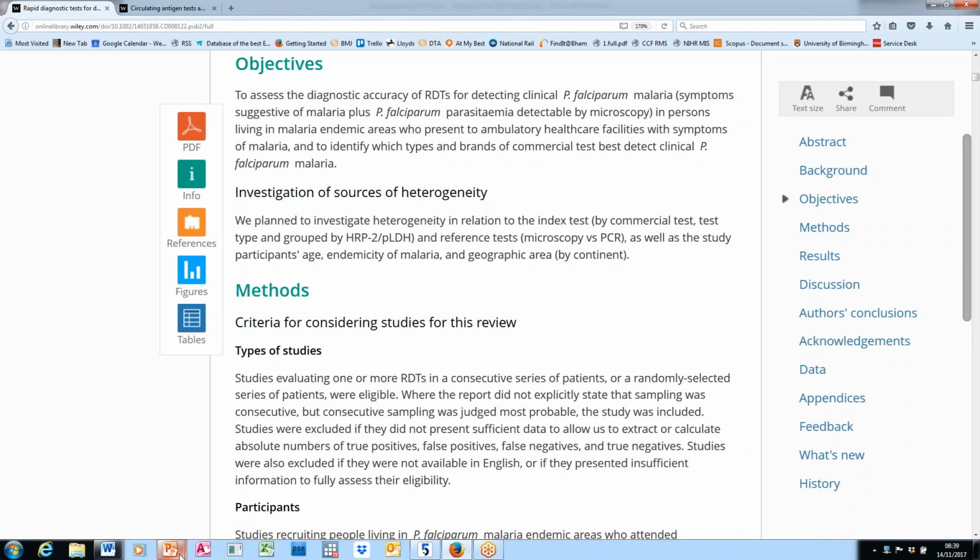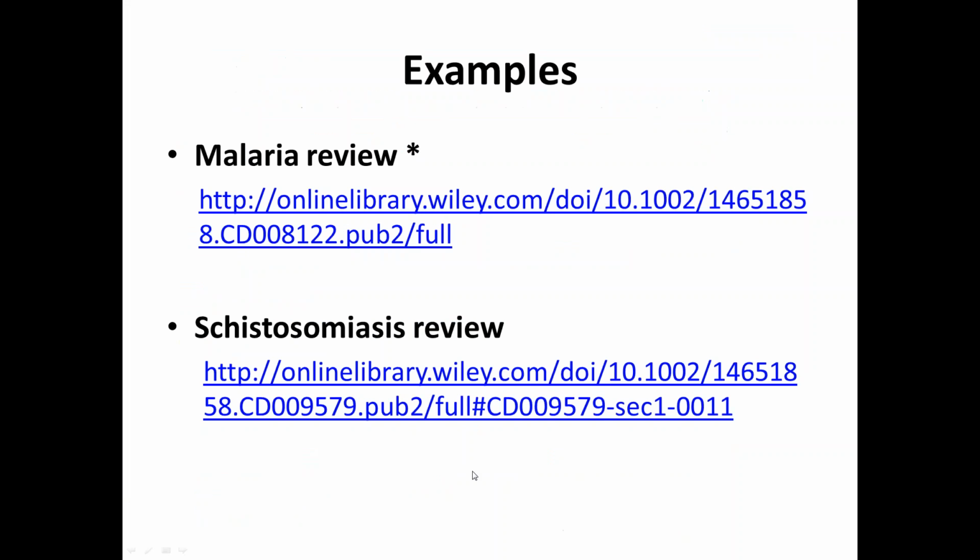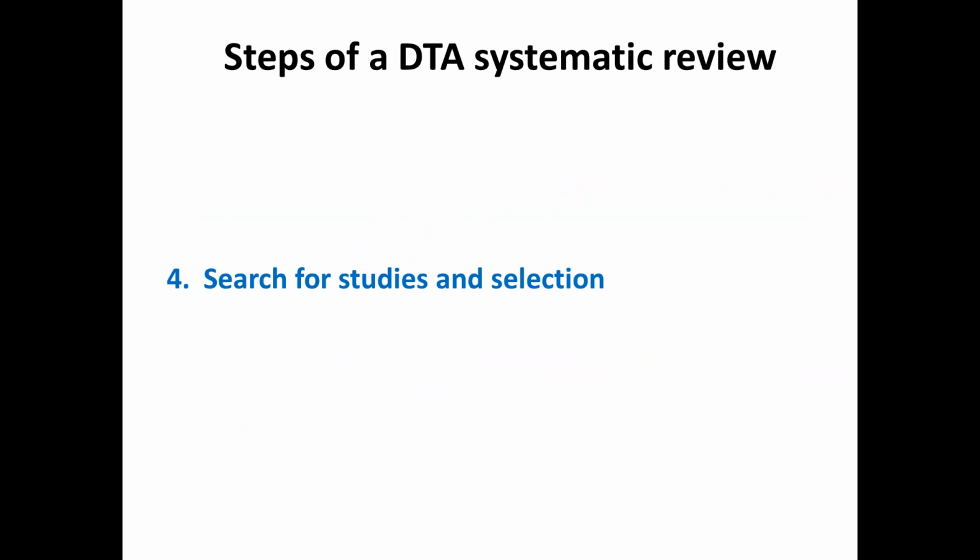Okay. If there are any questions about formulating questions or objectives, please do type away and let us know. If not, let's move on to the searching part of the systematic review.